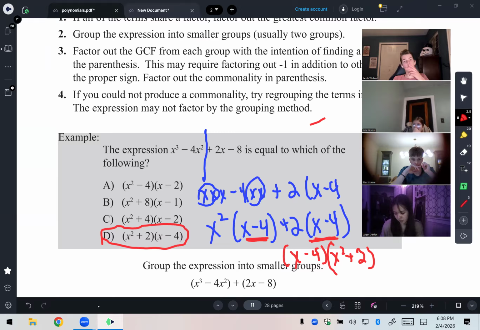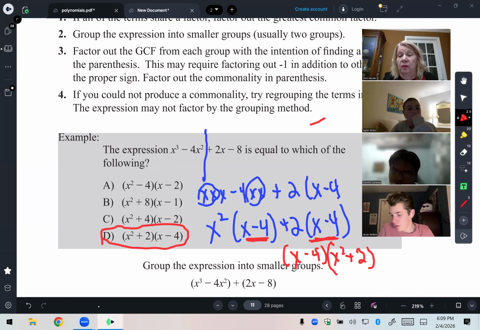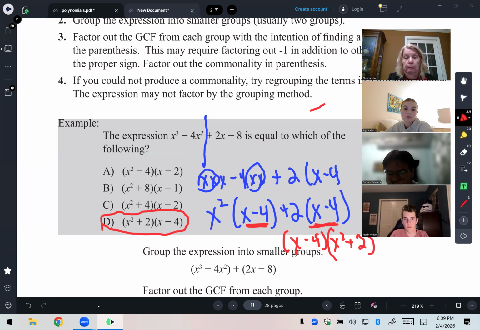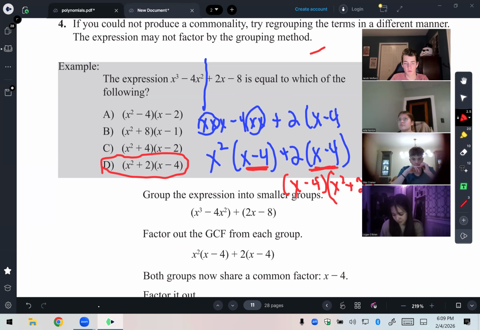Does that make sense? Maybe see if they've all done grouping. Have you done grouping problems before? Julia has. Jacob sort of has. Silas, have you done these before? Logan? Okay, she's done them before. Dominic, have you done these before? Sailor? Somewhat. Okay. I don't think anybody got lost. We're all good here.